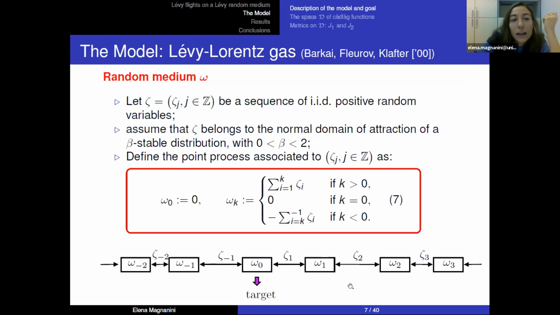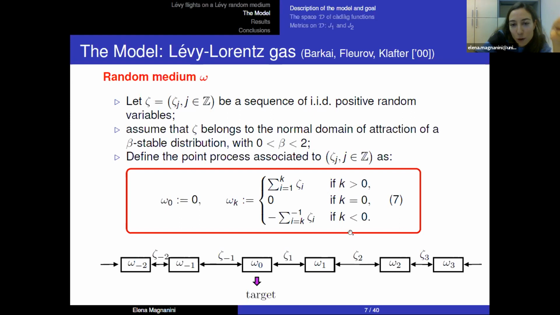Okay, let me start by introducing the model we worked on, which is a sort of generalization of the Levy-Lorentz gas introduced in 2000. I start from the definition of the random medium, namely the environment. Let zeta be a sequence of IID positive random variables. We assume that zeta belongs to the normal domain of attraction of a beta stable distribution. We define the point process associated to zeta as follows. We locate a target, or a point, in the origin, so omega zero is equal to zero. In general, omega k is defined as the sum of the zetas if k is positive, otherwise minus the sum of the zetas if k is negative.